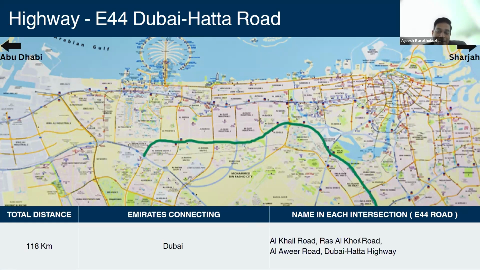But at each intersection along its length, the name changes to Ras Al Khor Road, Al Awir Road, and Dubai Hatta Highway. So it finally ends at Hatta. This road starts from the intersection with the Sheikh Mohammed bin Zayed Road to Hatta, and it has an overall length of 118 kilometers. So these are the major four highways we are going to talk about in the coming slides.